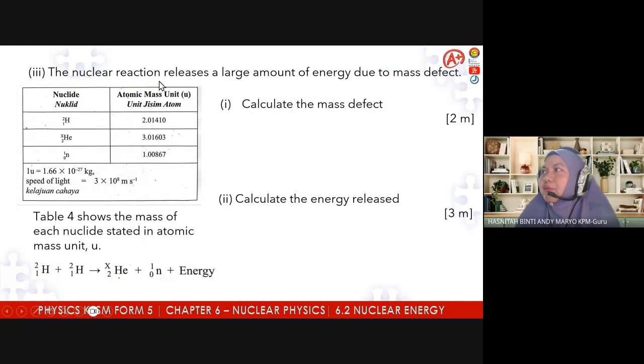Nuclear reaction releases a large amount of energy due to mass defect. So again, you are given this table, the AMU for each: deuterium and helium together with neutron. And this is the conversion, one atomic mass unit equals 1.66 times 10 negative 27 kilogram. You are given the speed of light as well. So find the mass defect from this equation, in 1 minute. And when you're done, find the energy released in this process.